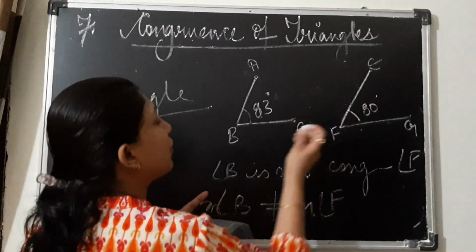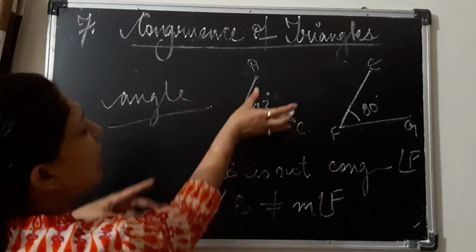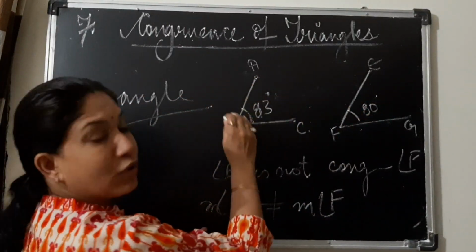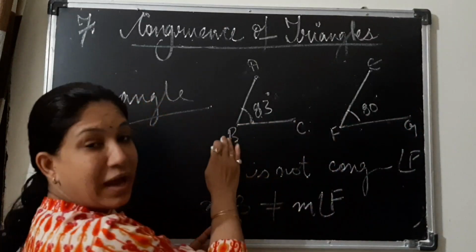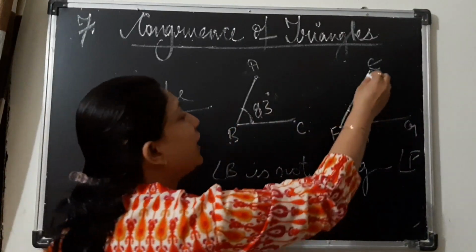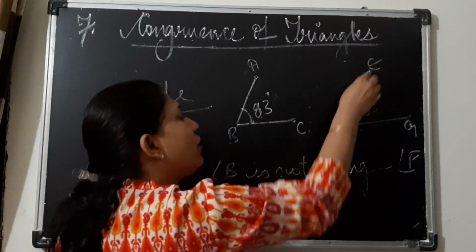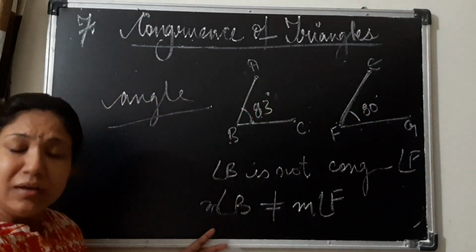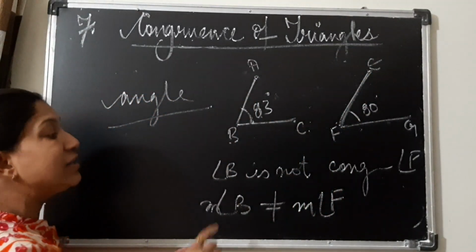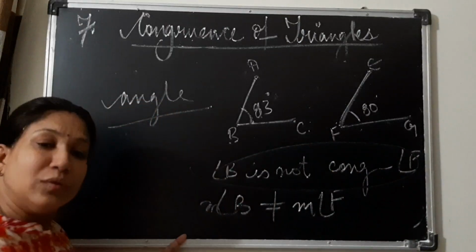Yes or no? Because when you place the trace copy of angle B over angle F, the arm is not exactly falling on the line segment FE. So in this case, they are not congruent to each other.